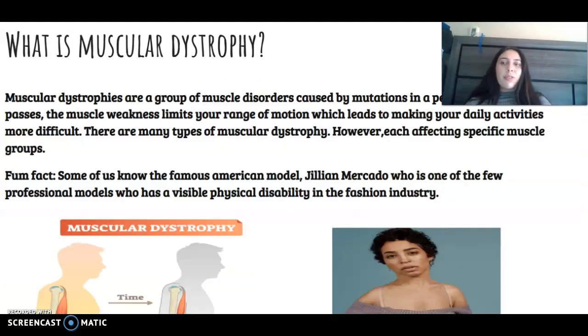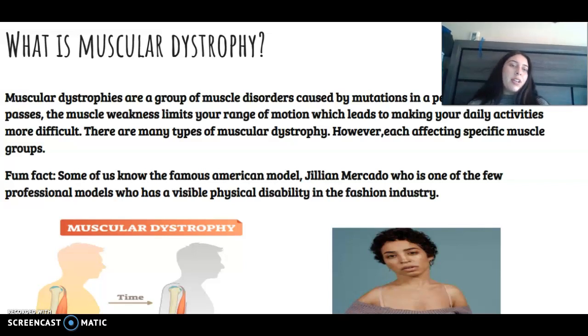What is muscular dystrophy? Muscular dystrophies are a group of muscle disorders caused by mutations in a person's genes. As time goes by, the muscle's weakness limits your range of motion, which leads to making your daily activities more difficult than usual. There are many types of muscular dystrophy, however, each affects specific muscle groups.